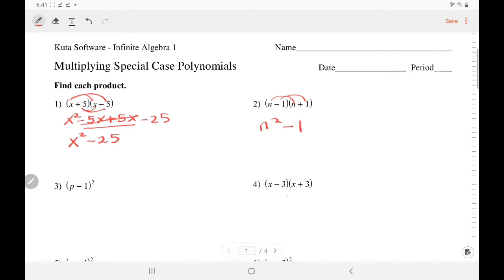Let's try it on number 4. It's the same situation. You have x times x, that's x squared. Negative 3 times 3 is negative 9. You know that the two middle terms will cancel out.